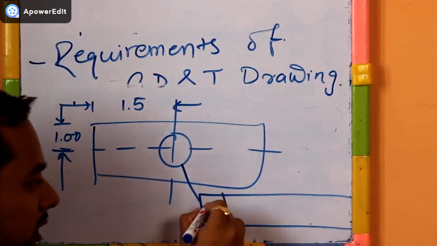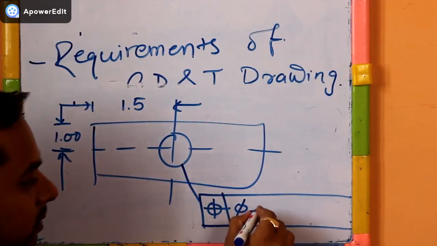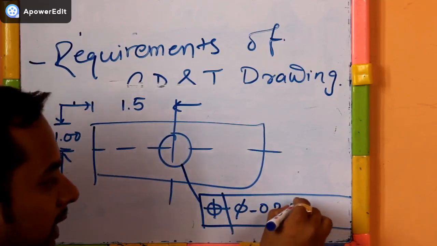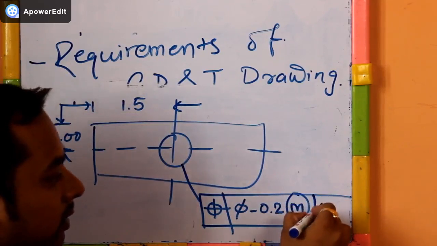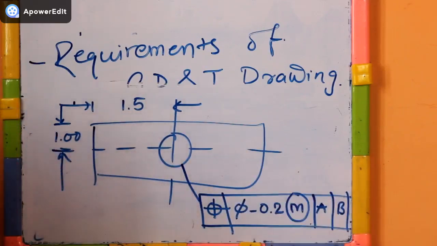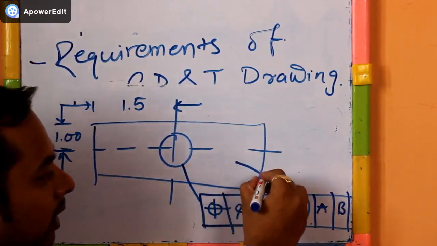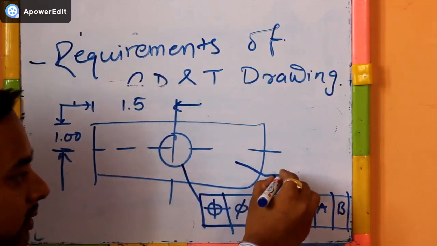It includes all the details like position, the diameter. Let us say the diameter is 0.2, then the material condition, maximum material condition, and the datum planes A, B and C. Now we have to define where is the A surface, where is the B surface. So we have to define this as the A surface. It can be defined this way.